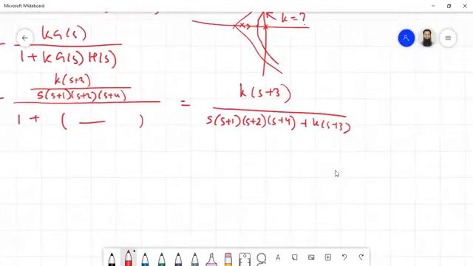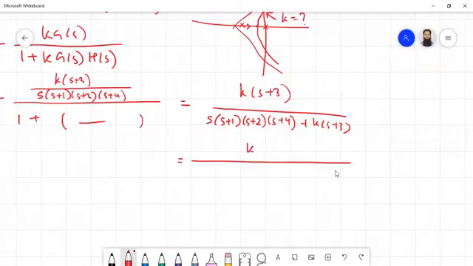We are not at all bothered about the numerator, so just simplify the denominator. If you multiply and simplify a bit, what we are going to get is s to the power 4 plus 7 s cube plus 14 s square. You can tell me whether I'm skipping one or two lines.